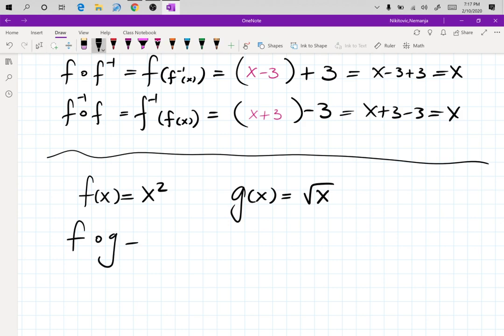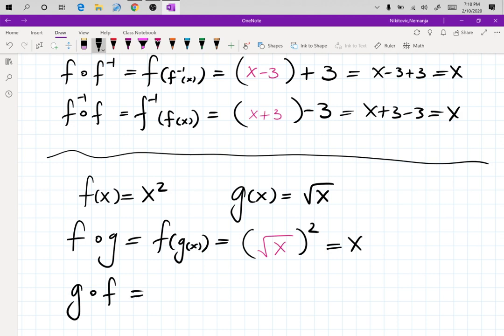F composed with g is f, plug g inside. F is something squared. That something is g, so plug that there. And you get x, because square root cancels a square, right? Nice. G composed with f is g, plug f inside. That's going to be square root of x, but instead of x I have to put x squared because that's what f is. Again, square root and square cancel, and I get x.